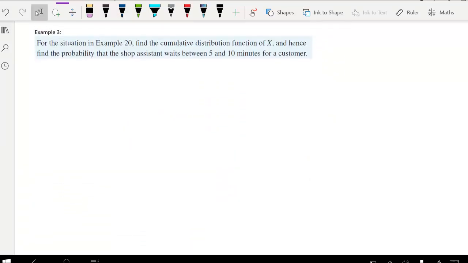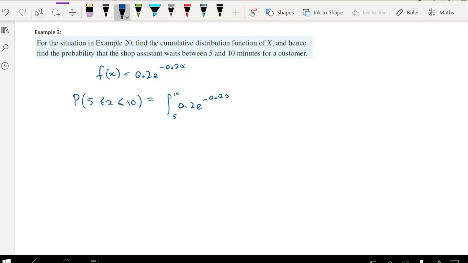Alright, so last example. We've got the same situation from example 20, so that means that we've got our function f(x) is equal to 0.2 e to the negative 0.2 x, and now we're looking at the probability that it's between 5 and 10. So that means we're looking at an integral between 5 and 10 of 0.2 e to the negative 0.2 x with respect to x. And so that means that we're looking at F(10) subtract F(5).